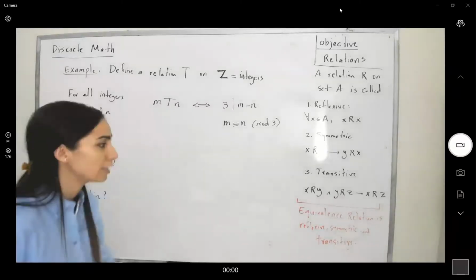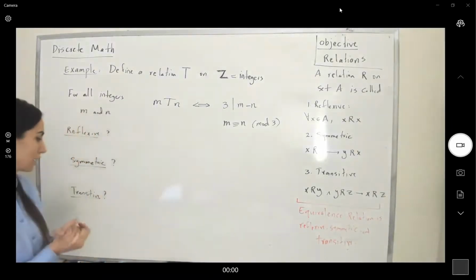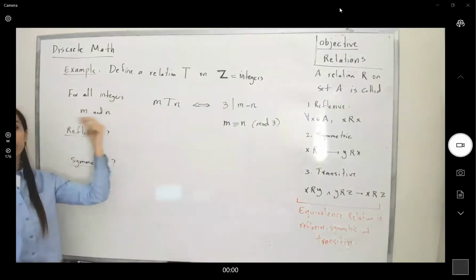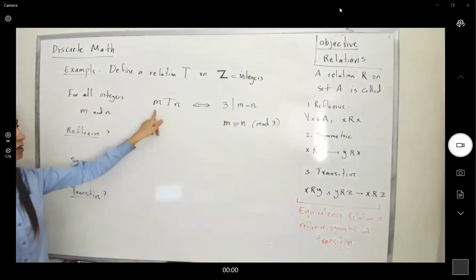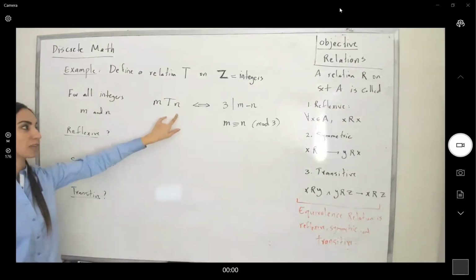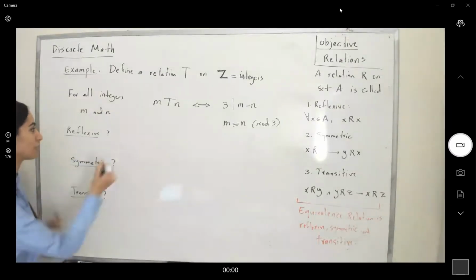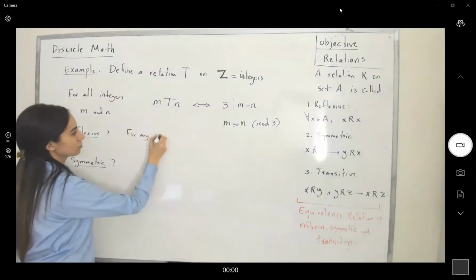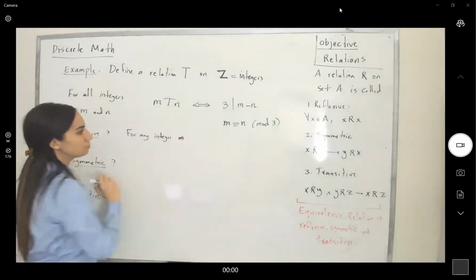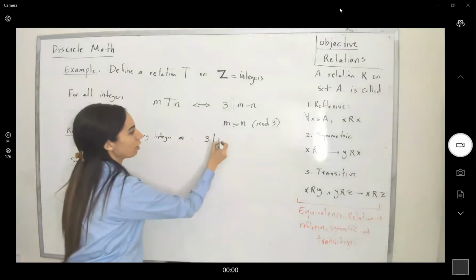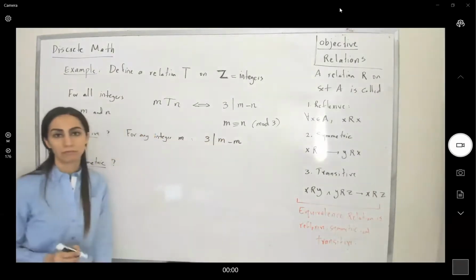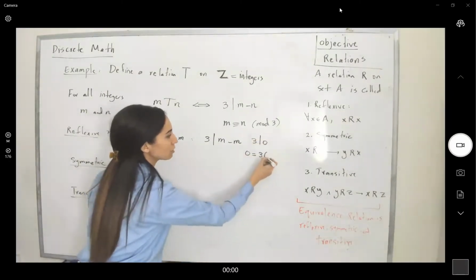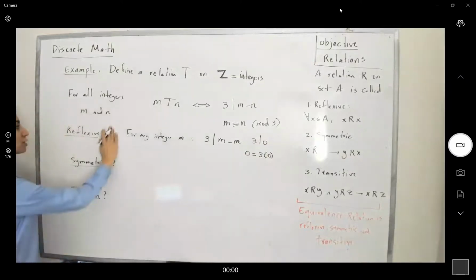So this is actually an equivalence relation. Why is that? To show that it's reflexive, we need to show that for every integer, that integer is in relation with itself through T. It means that for any integer, like m, 3 divides m minus m. But we know that it is true. 3 divides 0. 0 can be written as 3 times 0. This is always true.